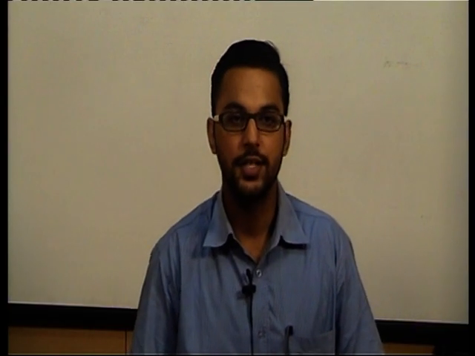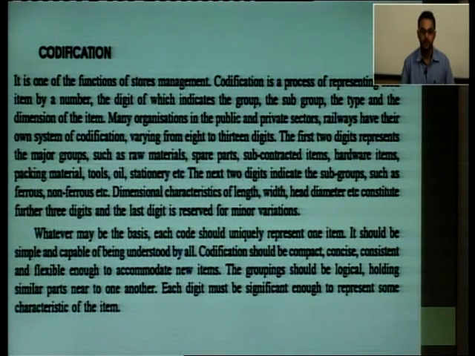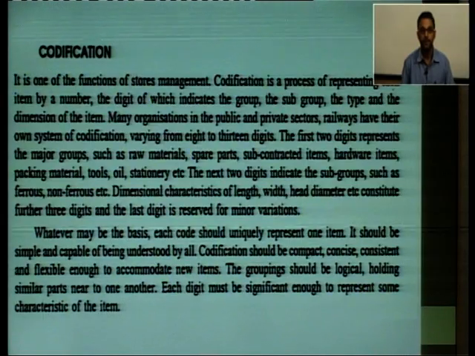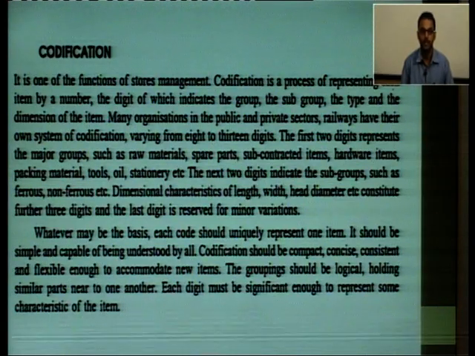Since codification is one of the functions of store management, codification is a process of representing each item by a number, the digits of which indicate the group, the subgroup, the type and the dimension of the item.